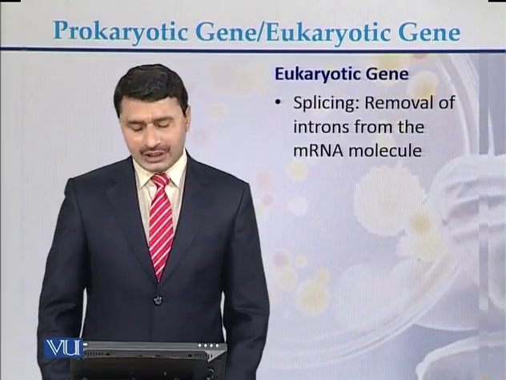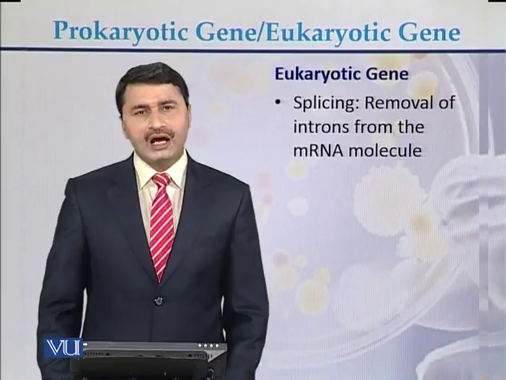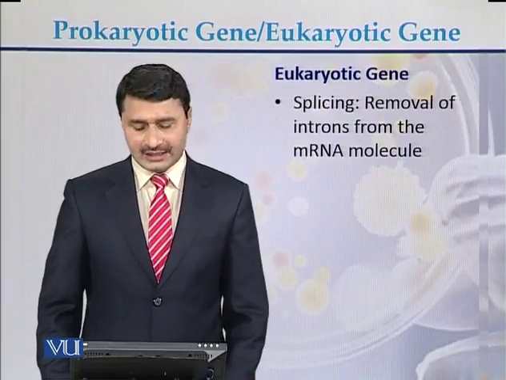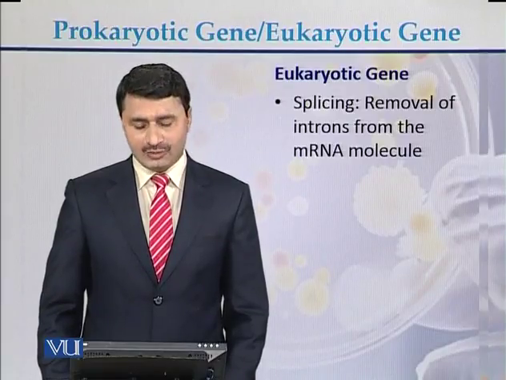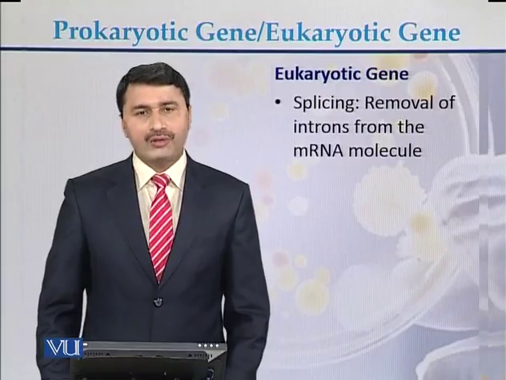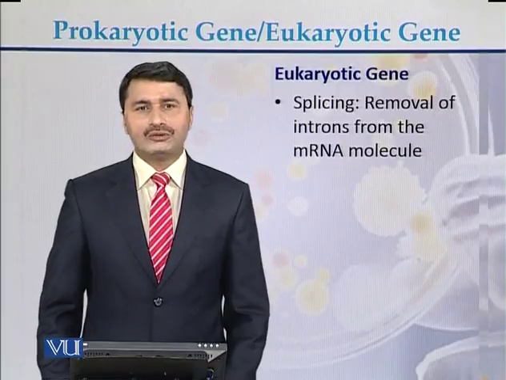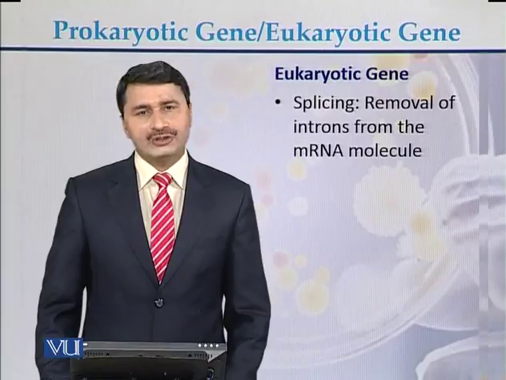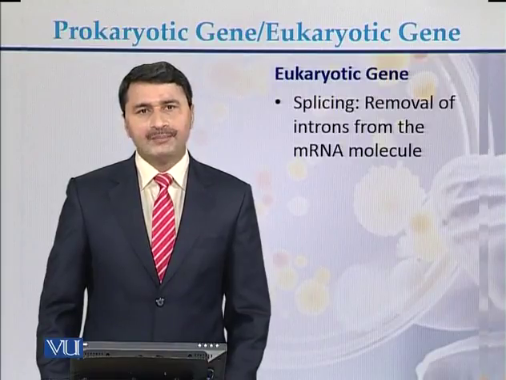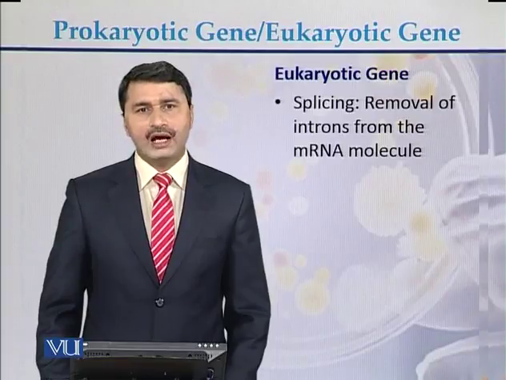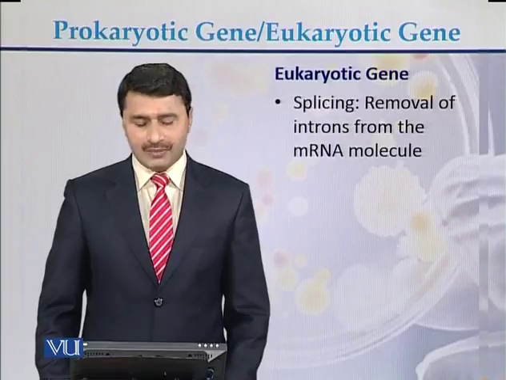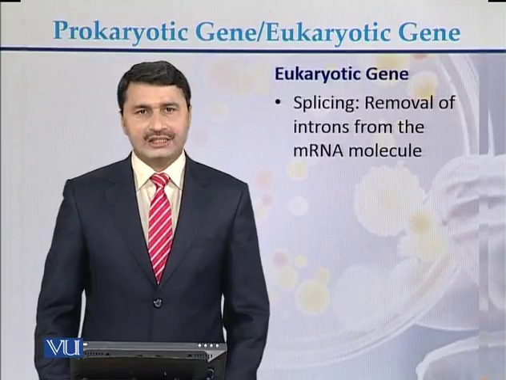In eukaryotic genes, we also see a phenomenon which is called splicing. Splicing is the removal of the introns from the messenger RNA molecule. Once messenger RNA is produced from the DNA, the intronic sequences are removed from the sequence of the messenger RNA. This phenomenon is called splicing.